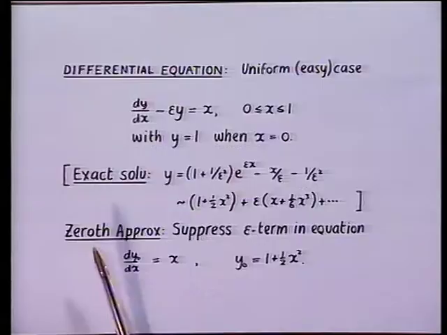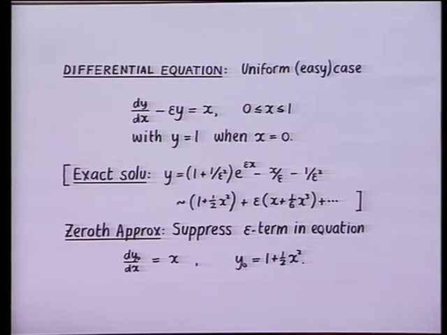Let's get on with it then and look at a simple differential equation, dy by dx minus epsilon y is equal to x, for x between 0 and 1. I'll remind you that epsilon here is supposed to be a small positive quantity. Think of it as being a thousandth or something. Now this first order differential equation is rendered unique by imposing a starting condition or a boundary condition, so I'm going to insist that y equals 1 when x equals 0.